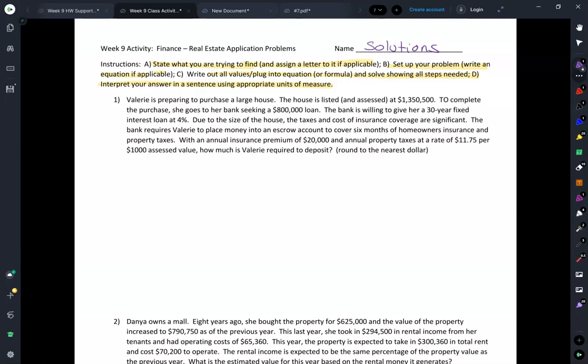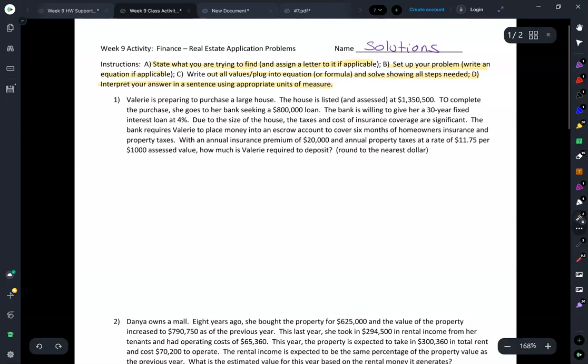So we have Valerie. She's preparing to purchase a large house. There's also some extraneous information in here that we don't necessarily need, so think about that too for some of the problems. The house is listed and assessed at $1,350,500. To complete the purchase, she goes to her bank seeking an $800,000 loan. The bank is willing to give her a 30-year fixed interest loan at 4%.